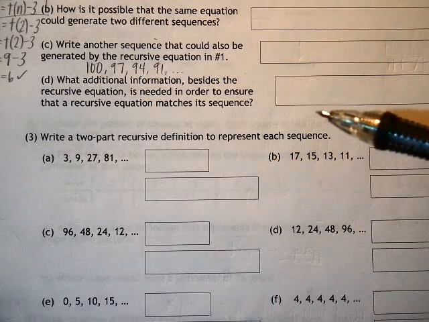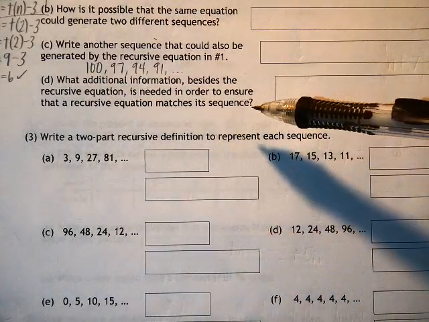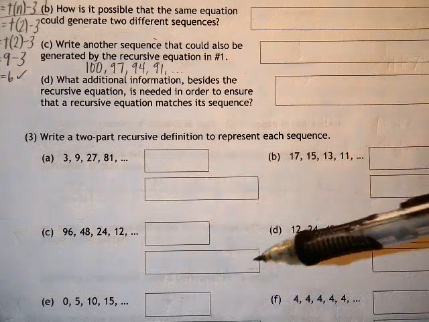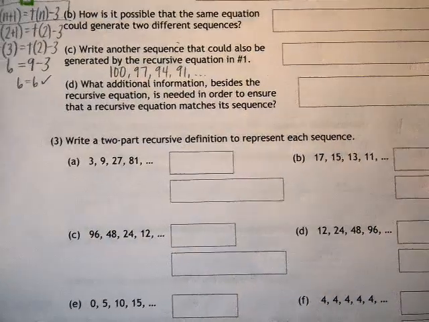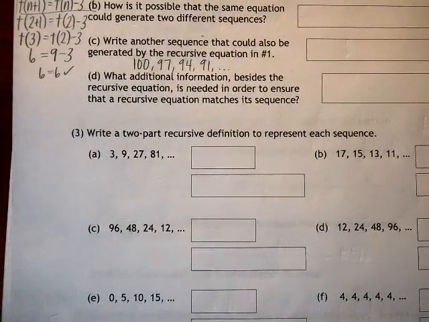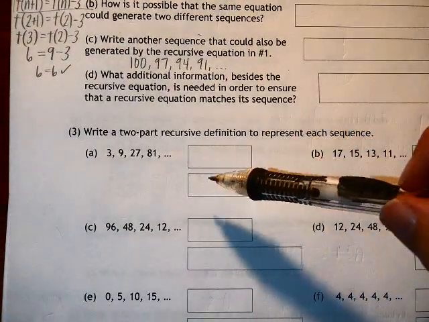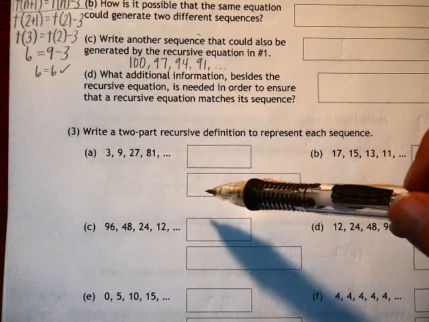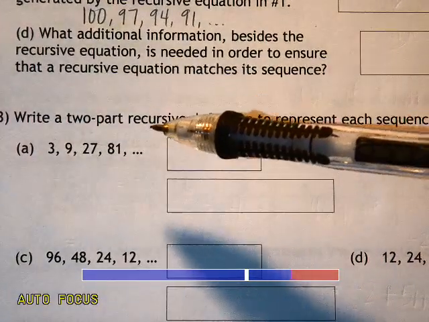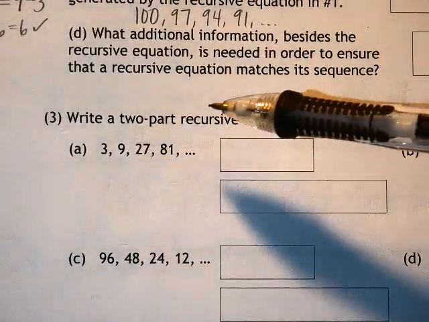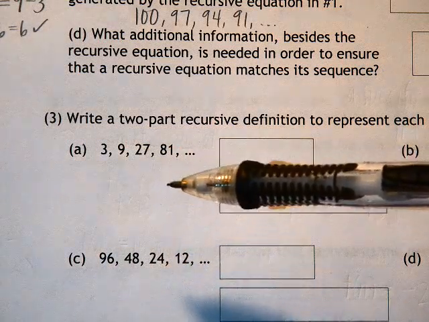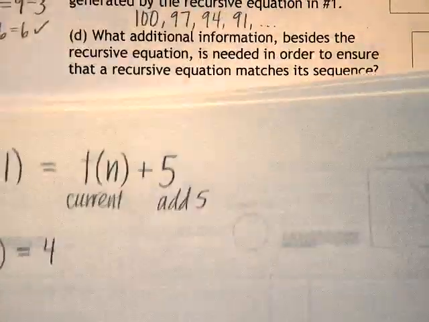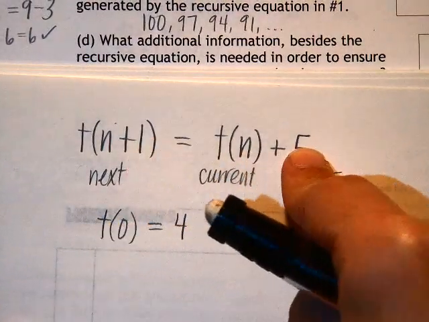In question number 3, we're going to continue the previous conversation about the two-part recursive definition so that you can see what exactly we need to do in order to thoroughly define an equation that not only matches the one that we're given, but guarantees that we're only going to get these numbers. Because the pattern itself, like if the pattern is plus 5 in the example we just did in the previous video, doesn't tell you where to start.